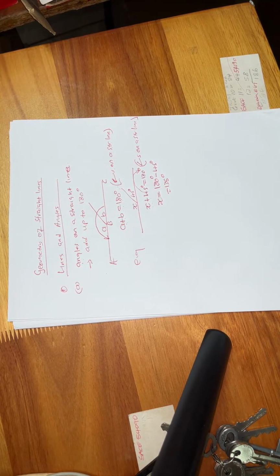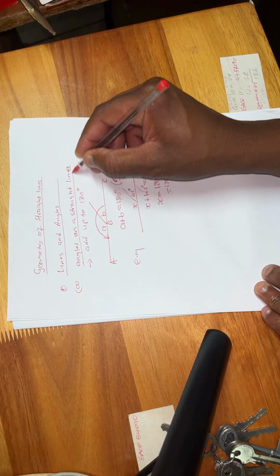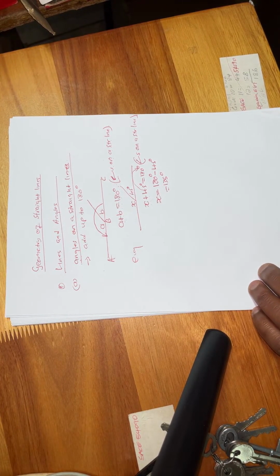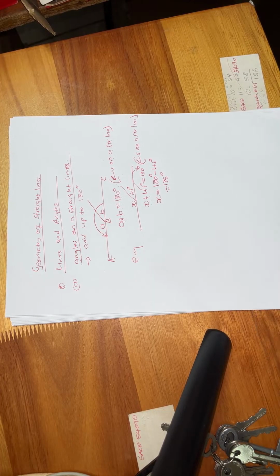What are we talking about? Angles on a straight line. So the angles on a straight line add up to 180 degrees. Let's move to B.